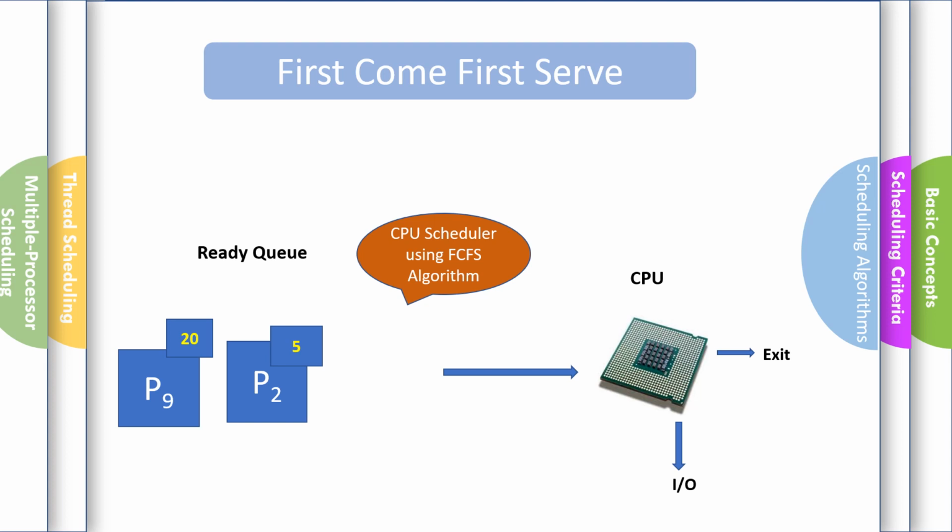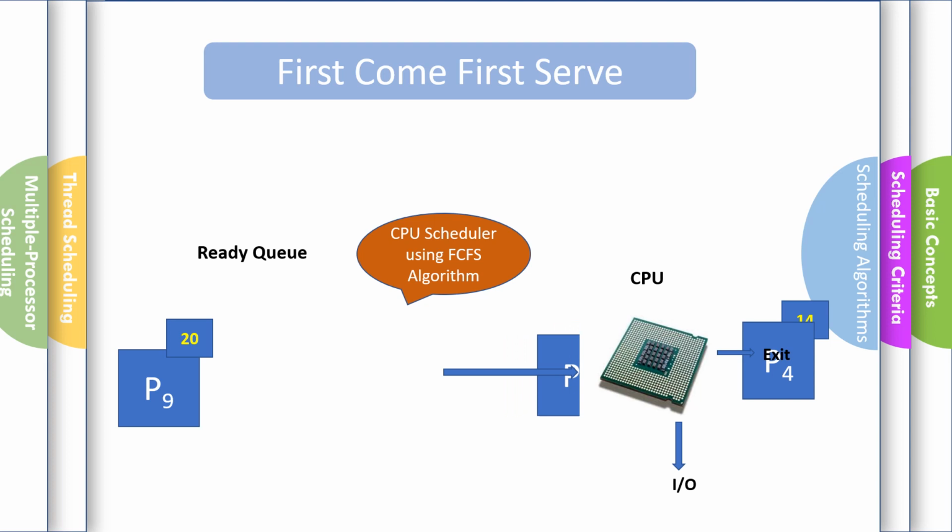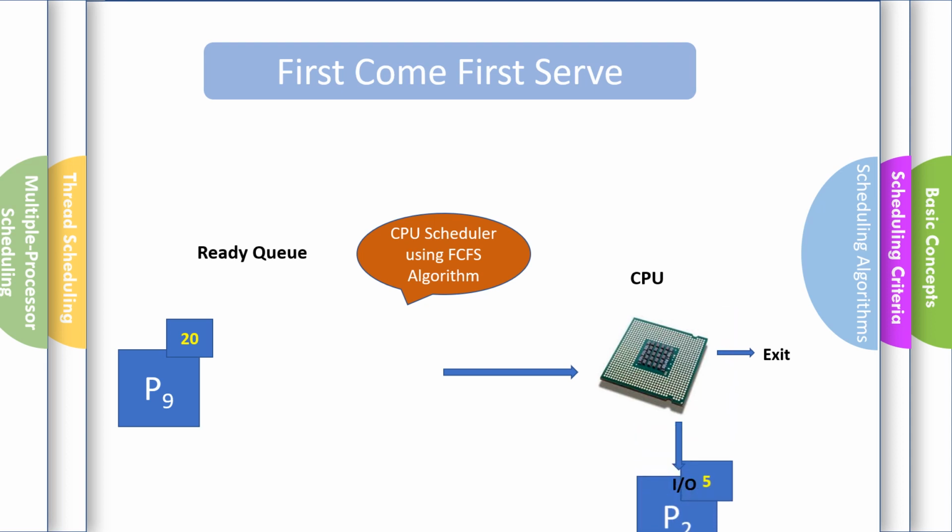Right now one process is already in execution, so the CPU is executing that process. If it finishes its execution, then it will exit and the next process will be given to the CPU for processing. While this process is getting processed, it may require an IO. So it will go to IO processing, and at that time the next process will be given to the CPU for execution.